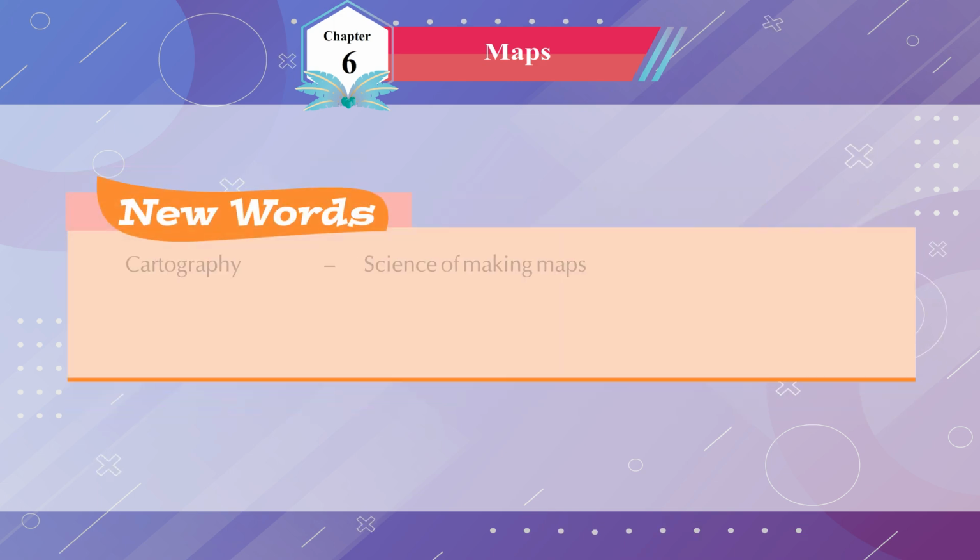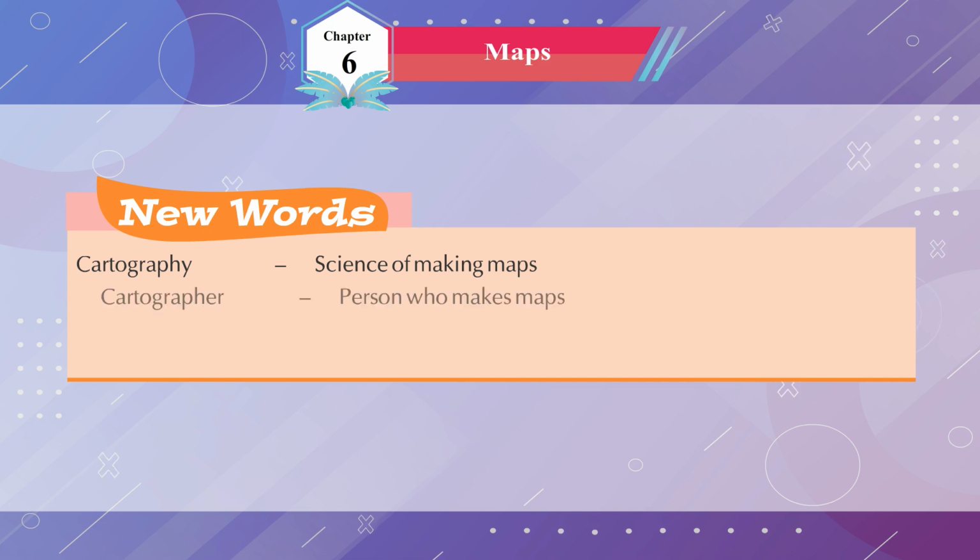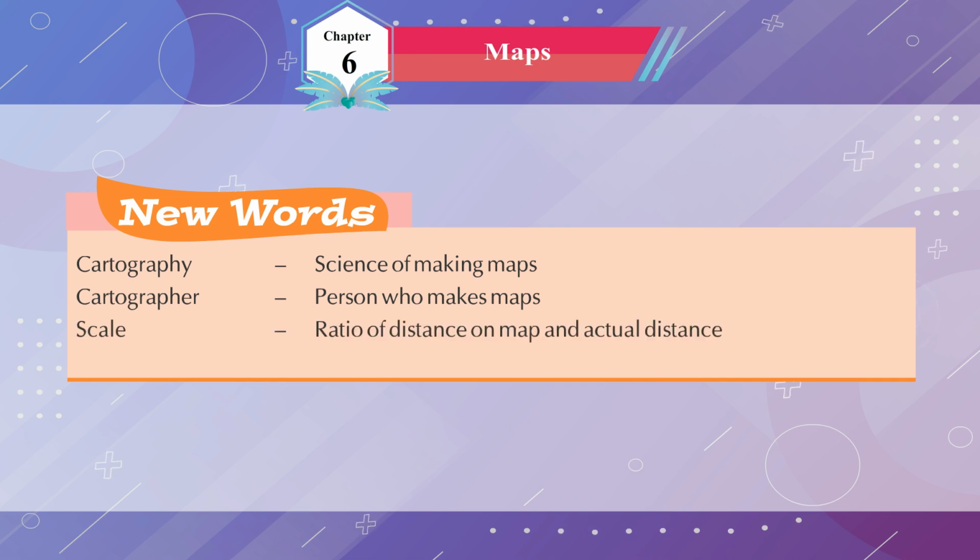New words. Cartography: science of making maps. Cartographer: person who makes maps. Scale: ratio of distance on map and actual distance. Symbol: shape or sign that represents a particular thing.